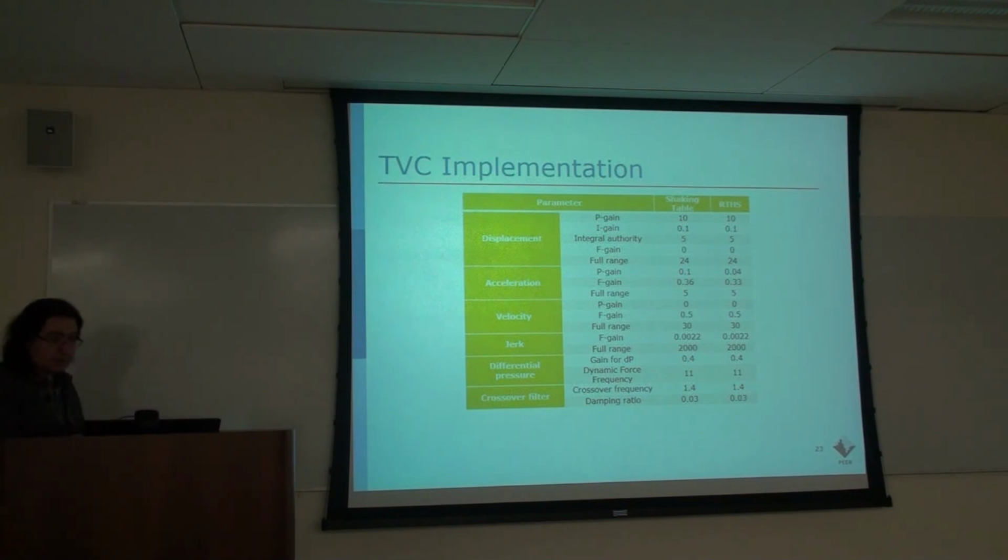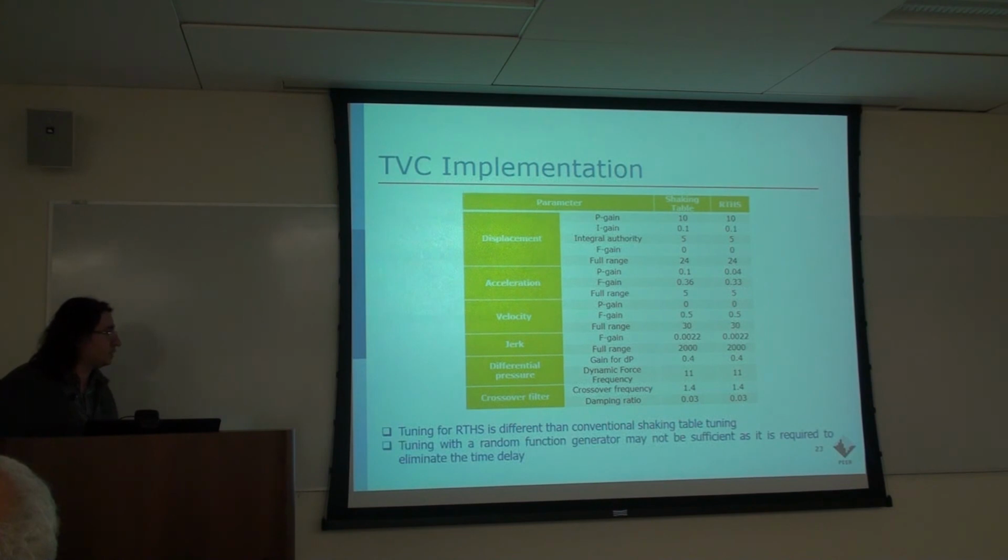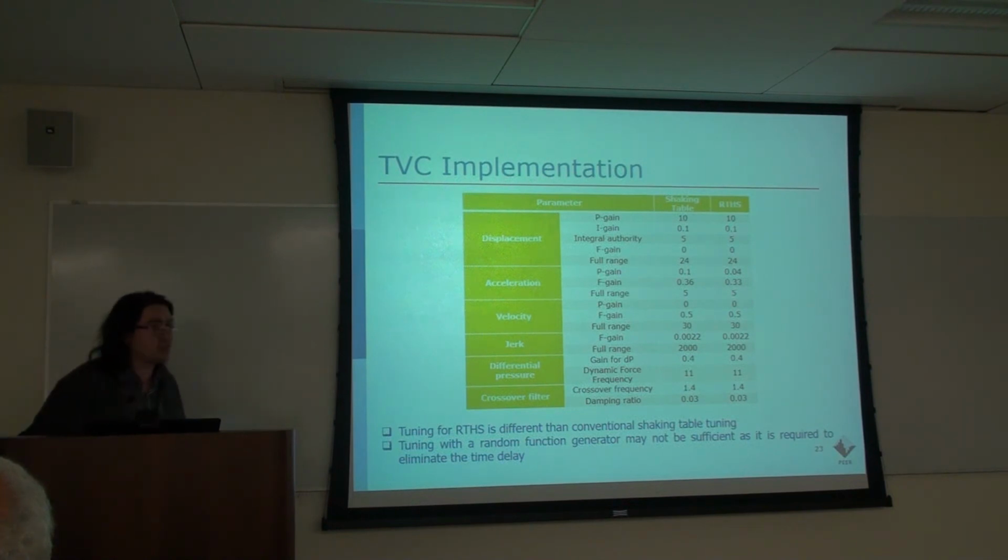And one thing that I would like to mention is that tuning of a shaking table for real-time hybrid simulation is a little bit different from conventional shaking table tuning. In conventional shaking table tuning, basically you have a random function generator, and while running it, you try to get a transfer function that is equal to 1.